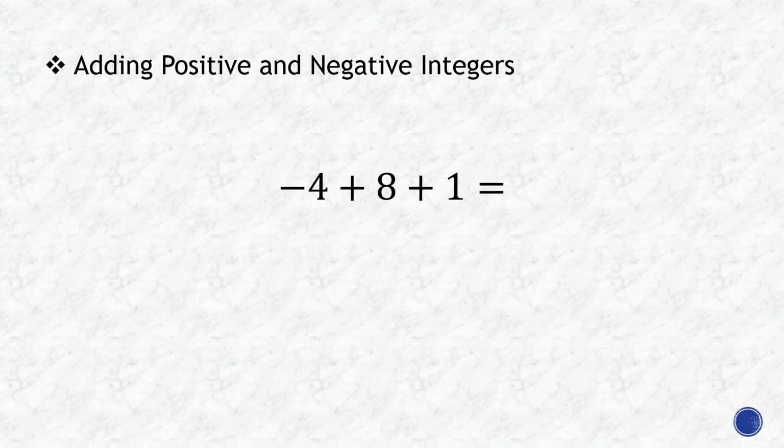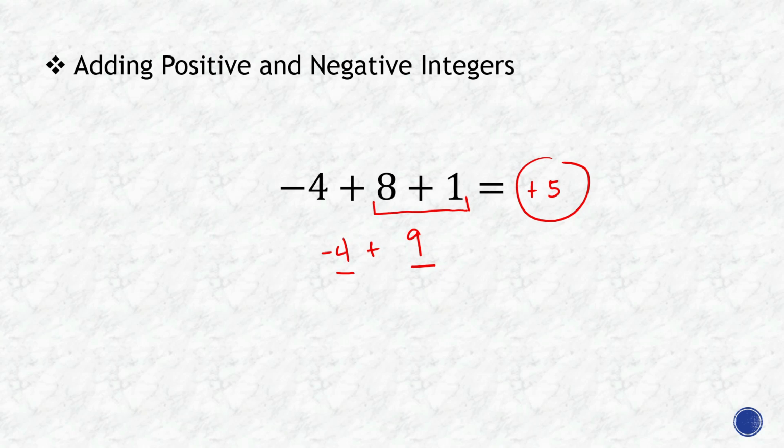All right, let's answer this one. Okay, so we have two positives and one negative. Combine the ones that have the same sign. So that's 9. This is plus negative 4. Again, they have different signs. 9 is higher than 4. 9 is positive, so the answer will be positive. We need to subtract them. So 9 minus 4 is equal to 5. So the answer is equal to positive 5. All right.